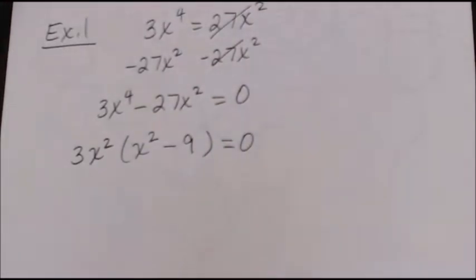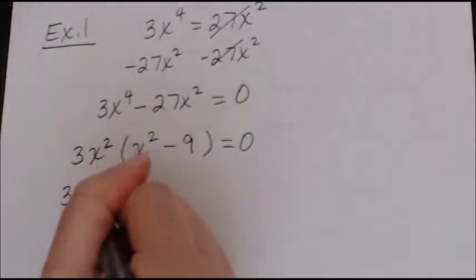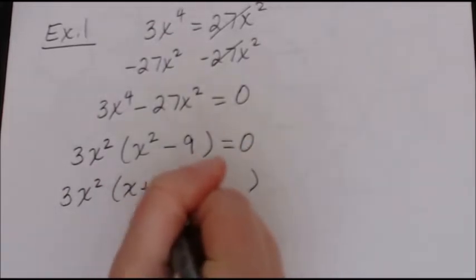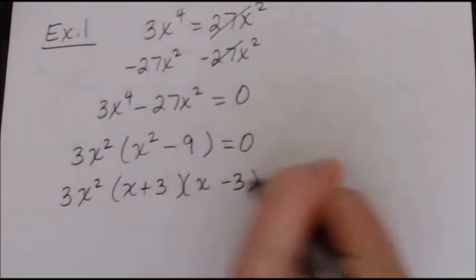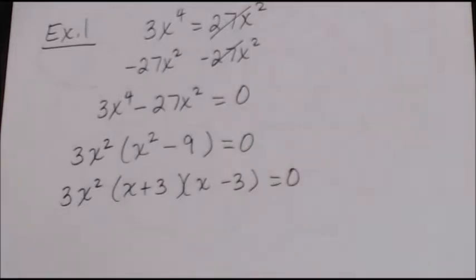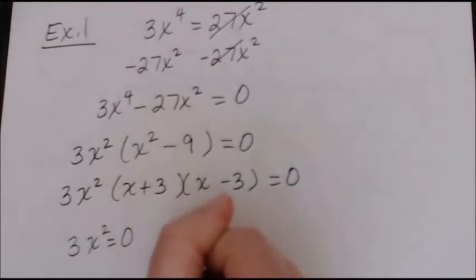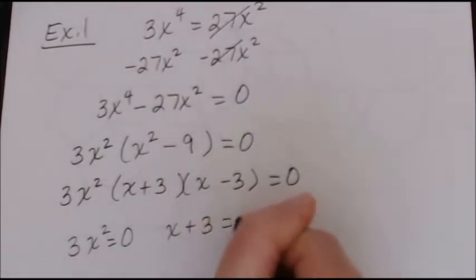And if that can factor further, go ahead and do that. Hopefully by now you see x squared minus 9. That's a difference of 2 squares. So let's break that down into x plus 3 times x minus 3. So now we have 3 factors that have variables in them, 3x squared, x plus 3, and x minus 3. So the zero product property says to solve this, we can set each of these factors equal to 0.